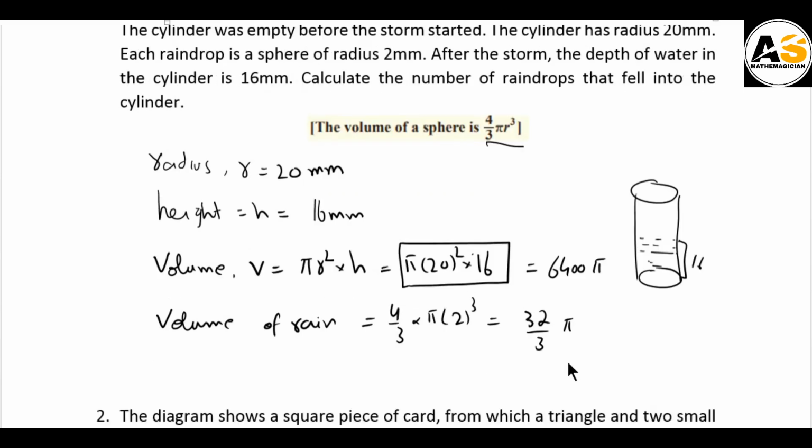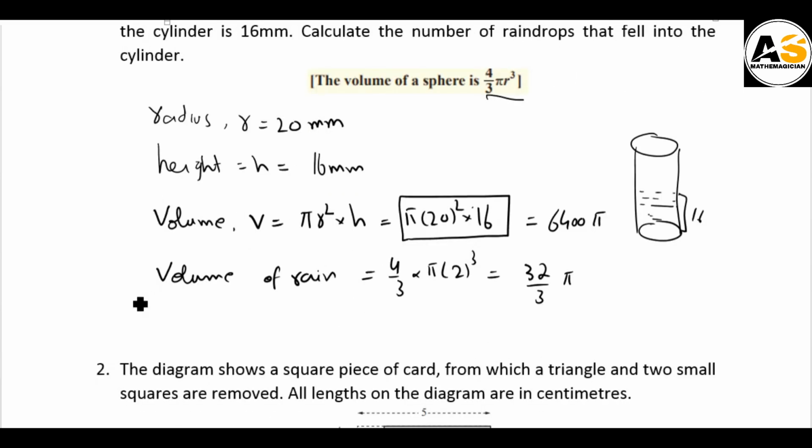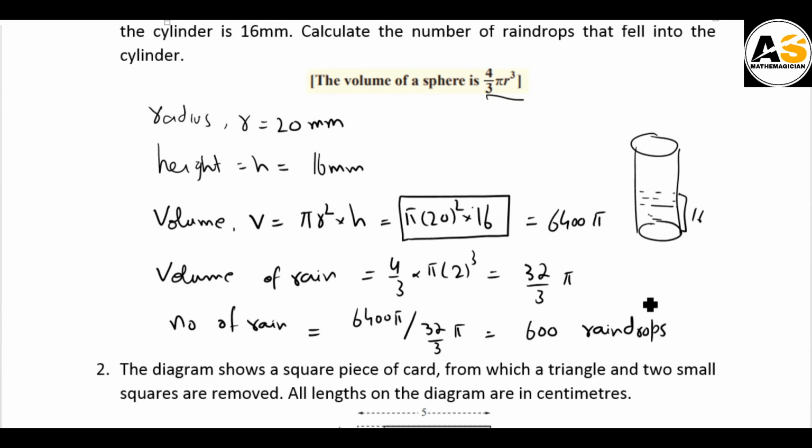Now we have to calculate the number of raindrops in the cylinder. Number of raindrops will be the volume of the water, 6400 pi, divided by the volume of one raindrop, which is 32 by 3 pi. When you simplify it, you will get your answer, 600 raindrops. This was the first question of today's class.